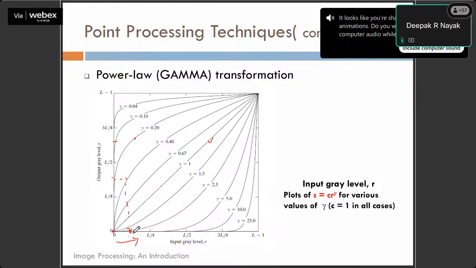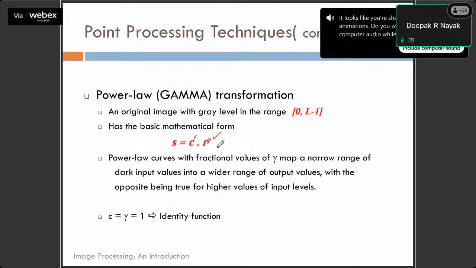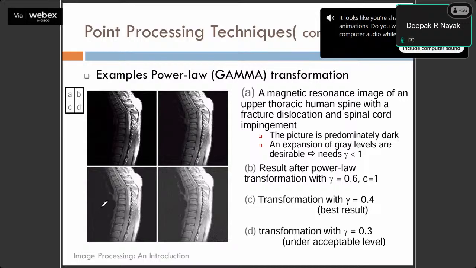When the images are darker in nature, you can use a gamma value less than 1. Similarly, when the images are brighter, you can use a gamma value greater than 1. Here there is a dark image where most of the information is not properly visible, so I'll use a gamma value less than 1. Just by applying a power law transformation, r to the power gamma, and choosing a gamma value, you can get this kind of output. You can see the potential of this power law transformation.